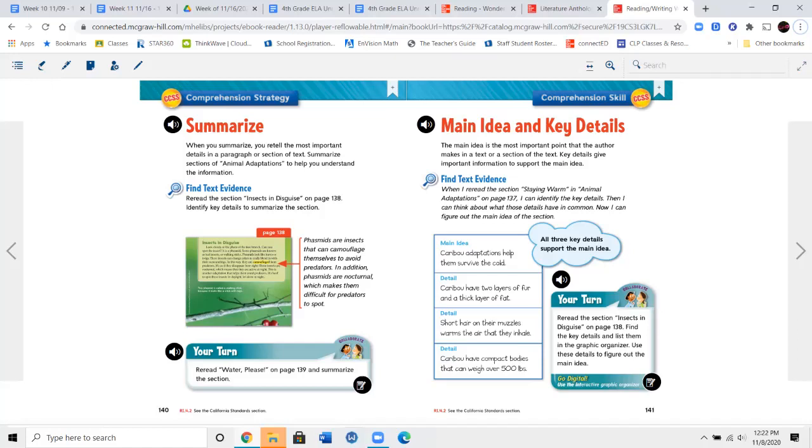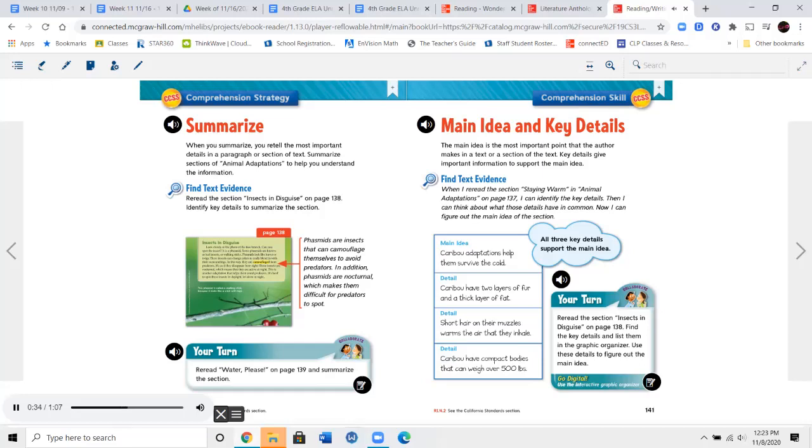Main idea and key details. The main idea is the most important point that the author makes in a text or a section of the text. Key details give important information to support the main idea. Find text evidence. When I reread the section, Staying Warm, in Animal Adaptations, on page 137, I can identify the key details. Then I can think about what those details have in common. Now I can figure out the main idea of the section.